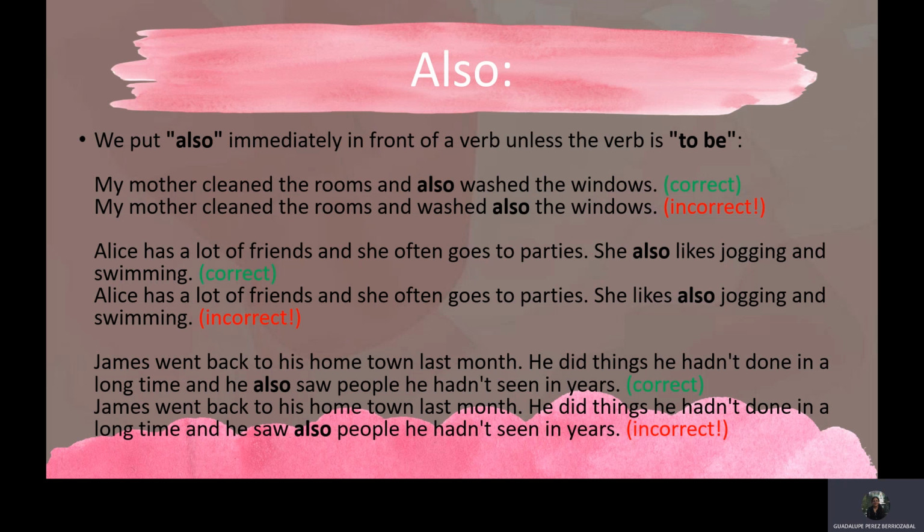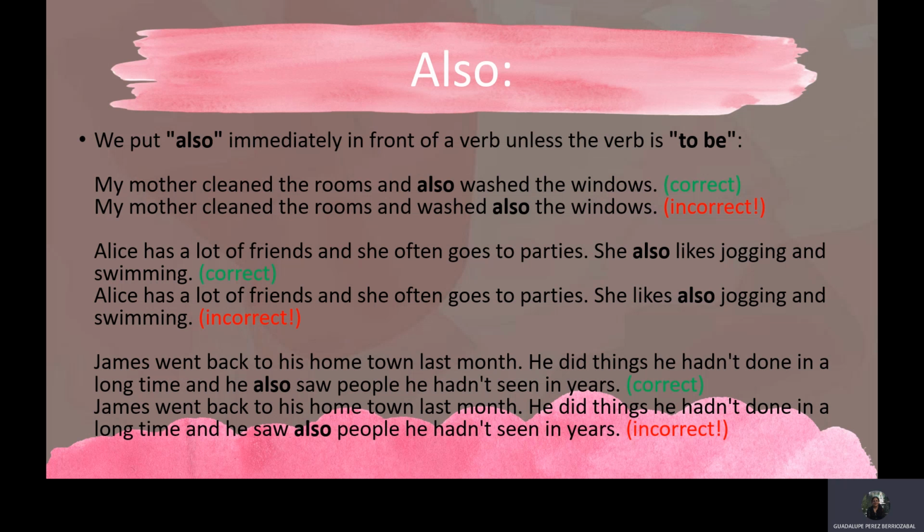Alice has a lot of friends and she often goes to Paris. She also likes jogging and swimming. As you can see, also is before likes, because likes is the main verb, conjugated in the third person. And in the second sentence, also is after likes, so for that reason the sentence is not correct.